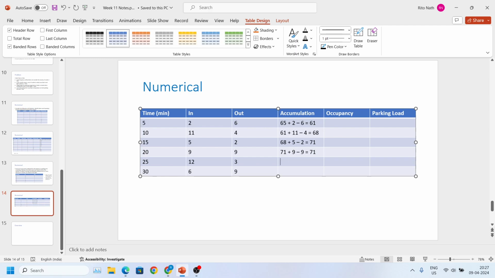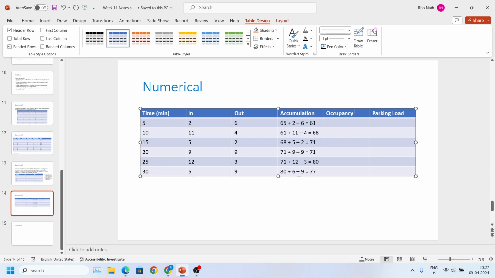Sorry. Then you have 71 plus 12 minus 3, so 80, and there are a total of 80 bays, so this is fully occupied. And then finally, you have this 80, 6 comes in, 9 goes out, and you are left with 77.